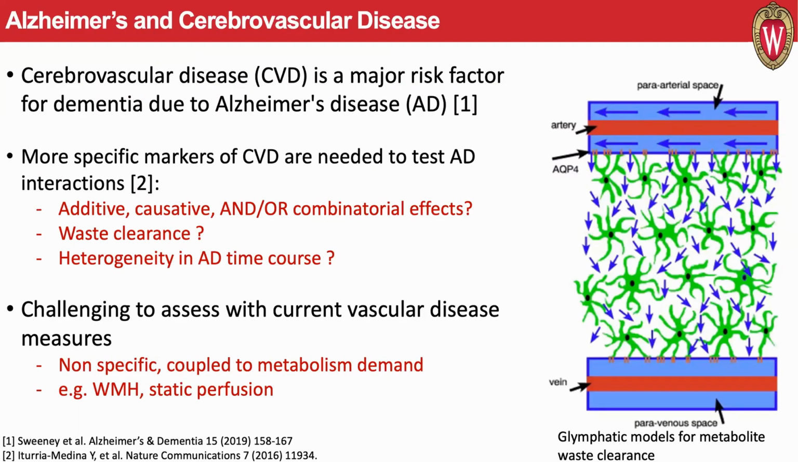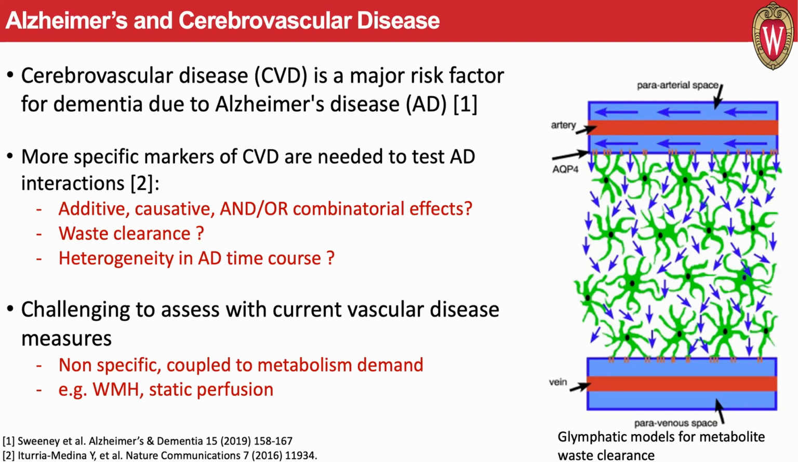So to start motivating this presentation, as you might be aware, cerebrovascular disease is a major risk factor for dementia due to Alzheimer's disease. And therefore, if we want to solve the current Alzheimer's disease crisis, it's very important that we understand the interactions between cerebrovascular disease and Alzheimer's disease.